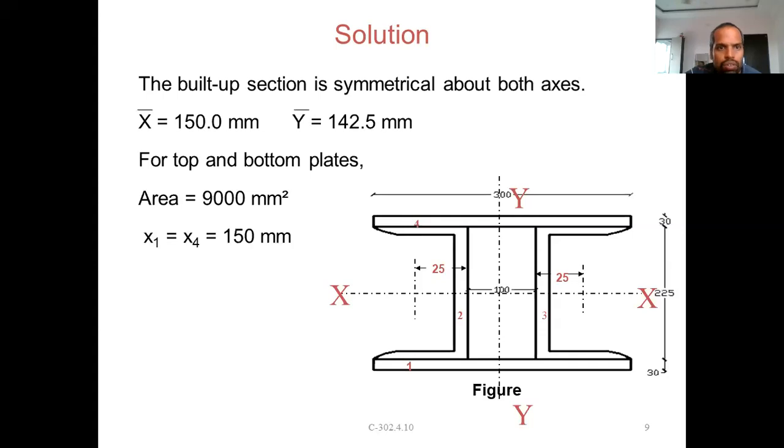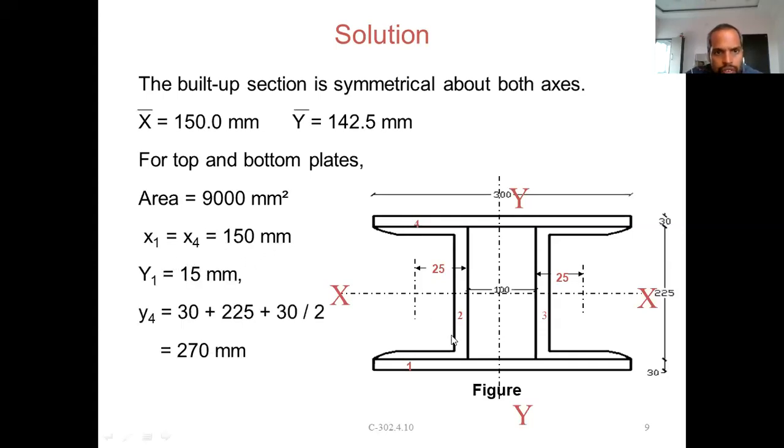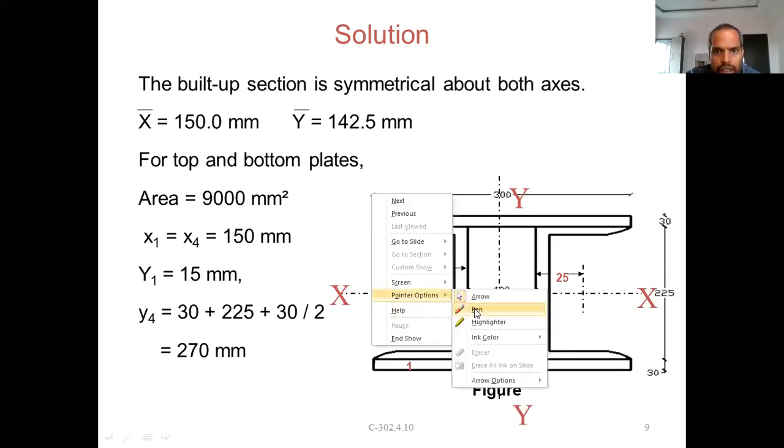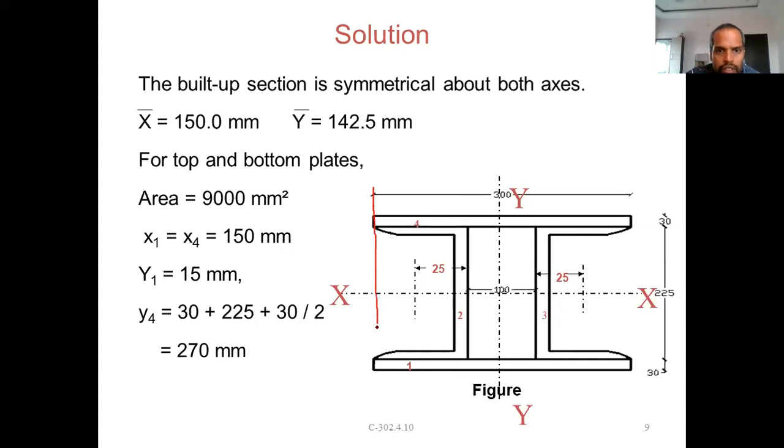Right. So for areas 1 and 4, x1 is equal to 150, because it is measured from here, from the reference. So x1 is nothing but the center of this one. Obviously, it is 300 wide, which means 150 only for 1 and 4.